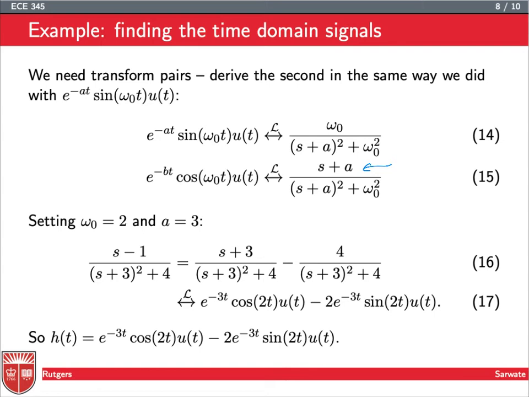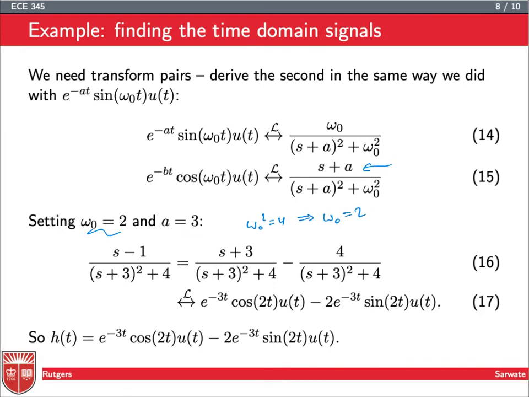So here we have omega naught equals 2 if you look at the previous slide. Because we have omega naught squared equals 4, so omega naught is equal to 2. And then we have a is equal to 3. And how can we see that? Well, we have this (s plus a) squared in the denominator, and we have an (s plus 3) squared in the denominator. Right, so this 4 and this s plus 3 give us omega naught and a.